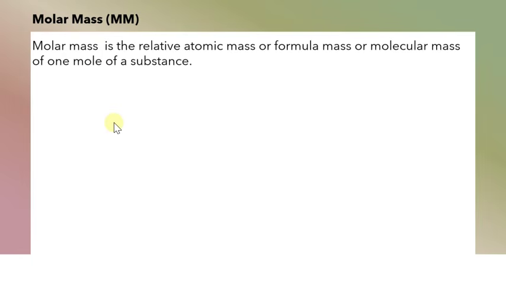Remember, we are looking at determining the mass of a substance. I said you need to know relative atomic mass, relative formula mass, relative molecular mass, molar mass. So we have looked at these 3. Now we are looking at molar mass. So what is molar mass? Molar mass is the relative atomic mass or formula mass or molecular mass of 1 mole of a substance.